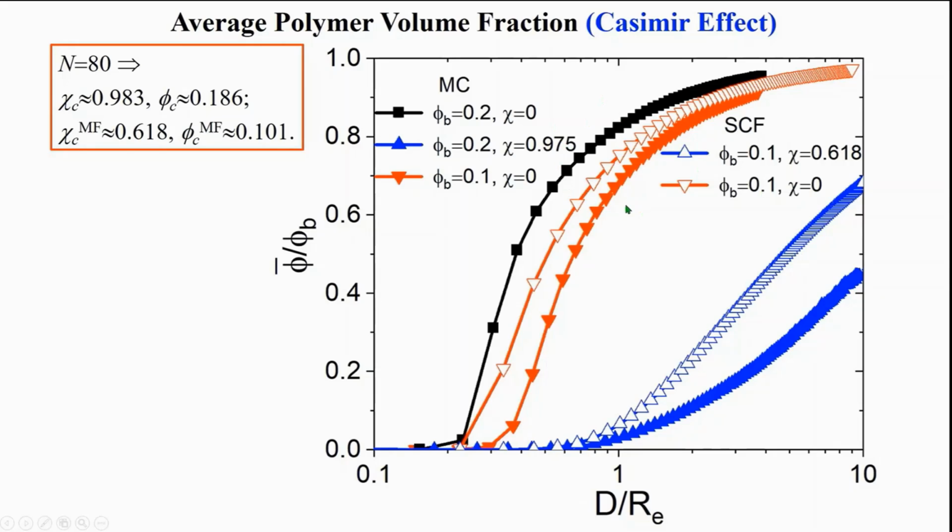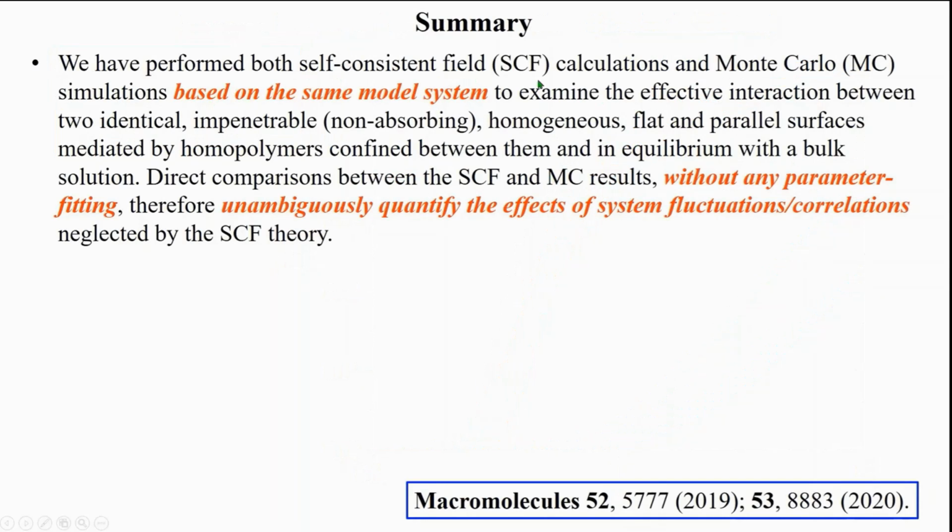So to summarize, we have performed both self-consistent field calculations and Monte Carlo simulations based on the same model system to examine the effective interaction between two identical, impenetrable, homogeneous, flat, and parallel surfaces, mediated by homopolymers confined between them and in equilibrium with the bulk solution. Direct comparisons between the self-consistent field and Monte Carlo results, without any parameter fitting, therefore unambiguously quantify the effects of system fluctuations and correlations neglected by the self-consistent field theory.